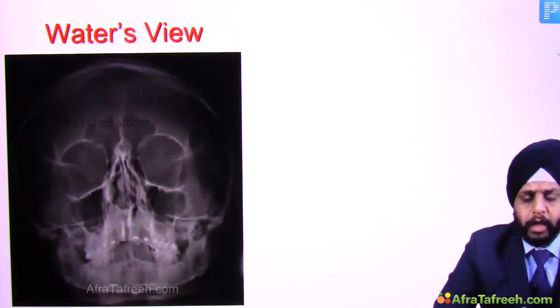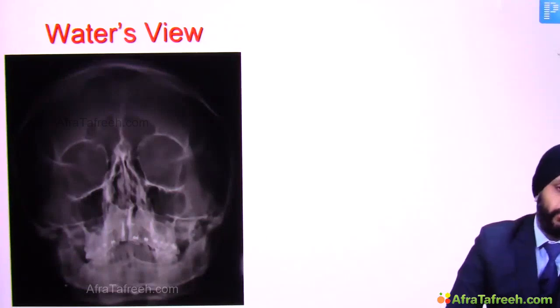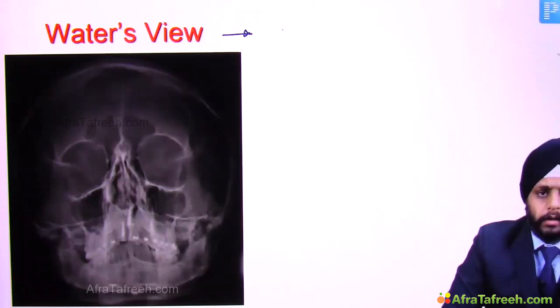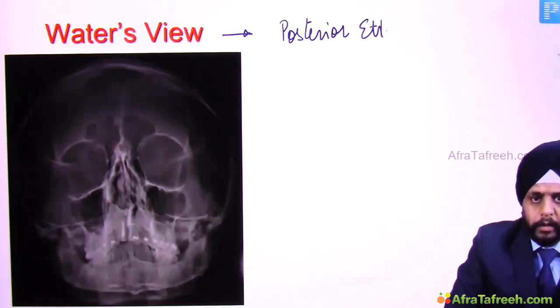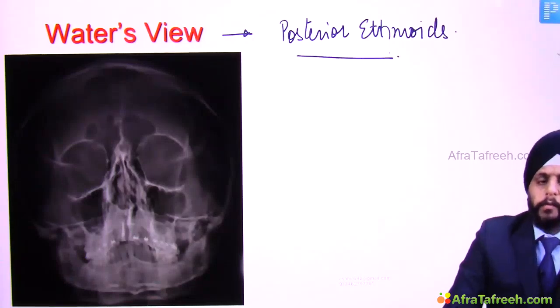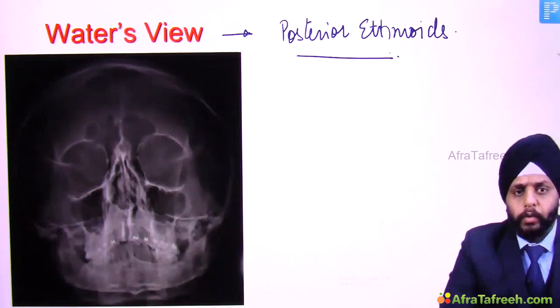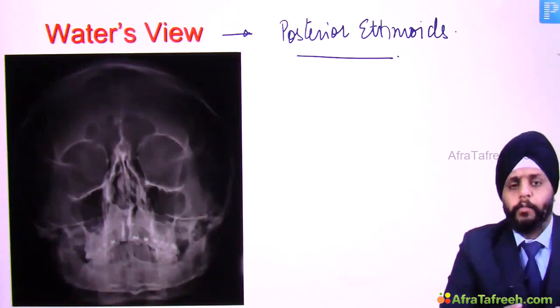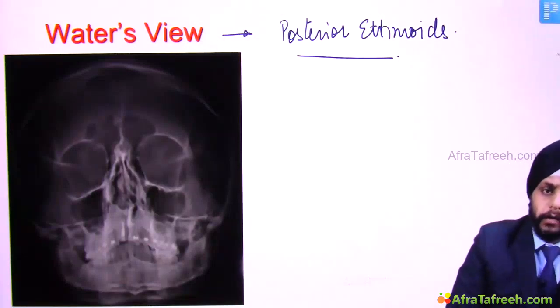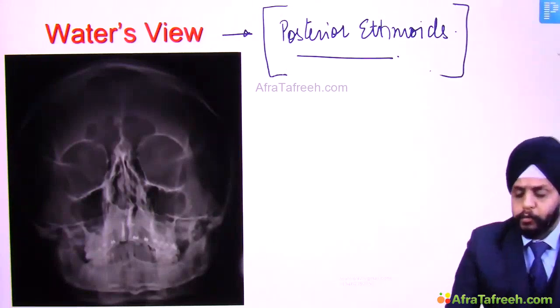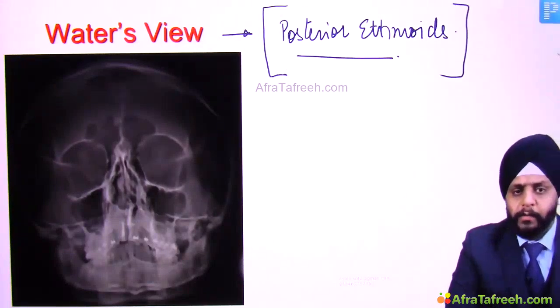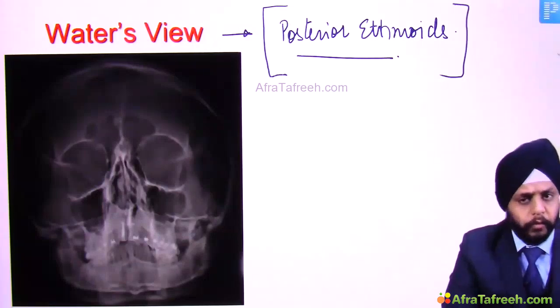Coming back to the Waters view, the question is which sinus we cannot see. The sinus that you cannot see in Waters view is the posterior ethmoids. Remember, this is the best answer. Why? Because posterior ethmoids you cannot see with closed mouth as well as with open mouth. So if somebody asks you which sinus is not visible in Waters view, your answer should be posterior ethmoids. It is not visible in either of the two views, open mouth or closed mouth.